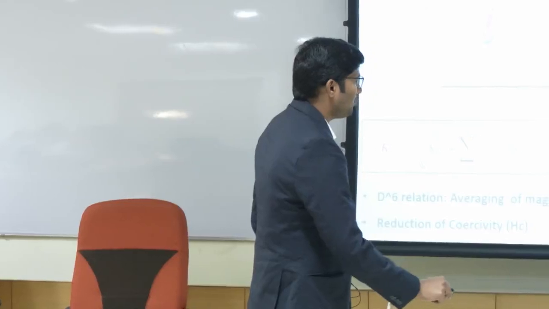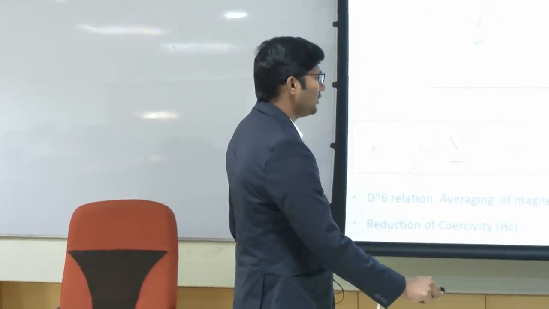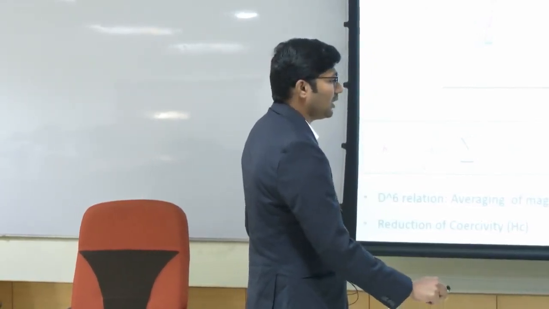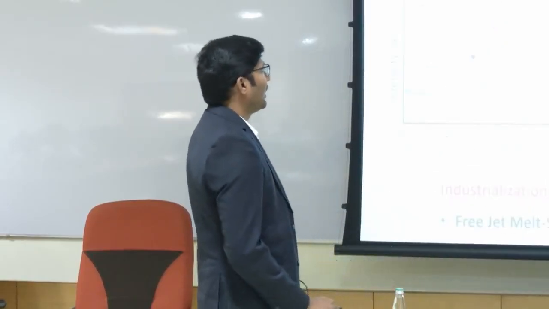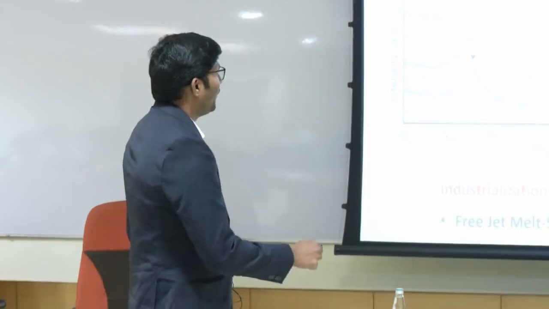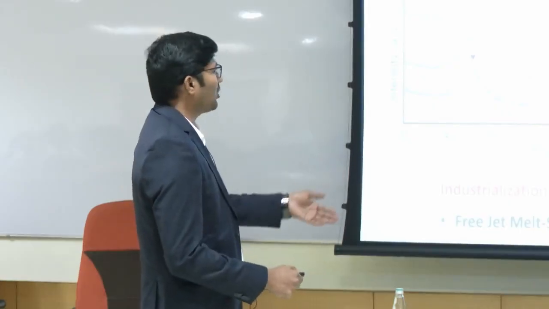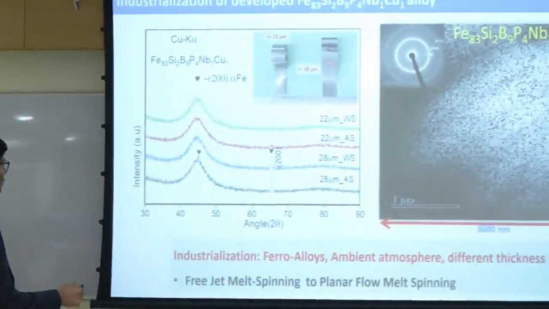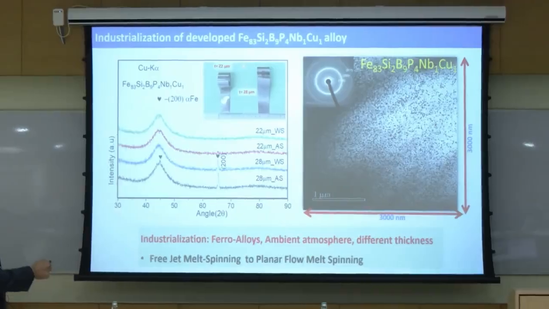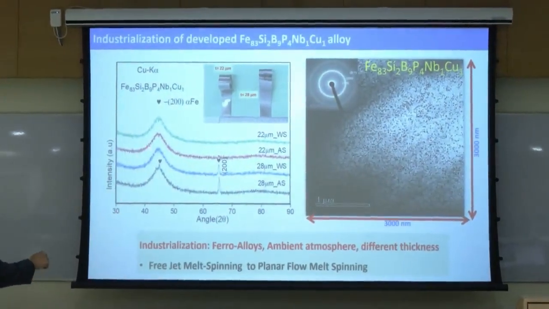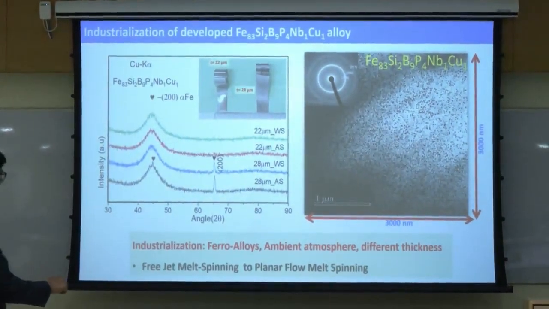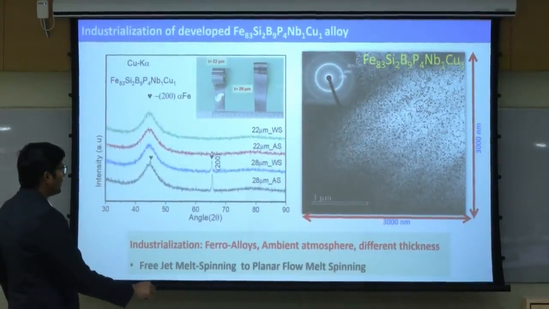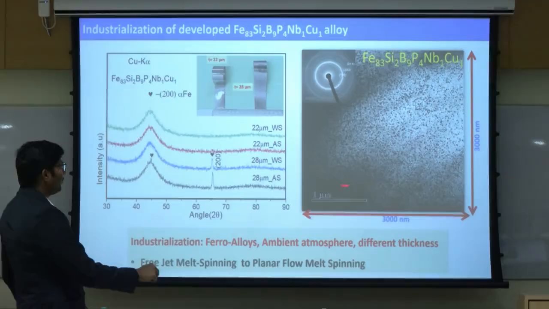Based on all these studies, we developed the most optimal alloy composition with the most optimal magnetic property. Then we went to the next step. We used commercial raw materials, ferroalloys. Under industrial conditions, we produced two continuous strips with variable thickness, and we confirmed their amorphous precursor states. After optimal annealing, this is a 3000 by 3000 bright field TEM image.